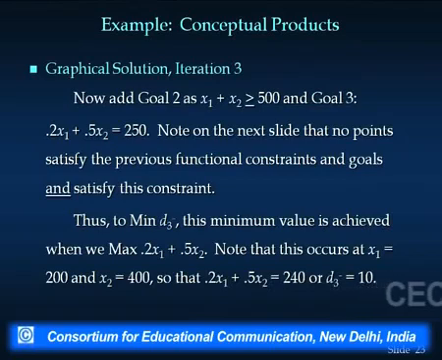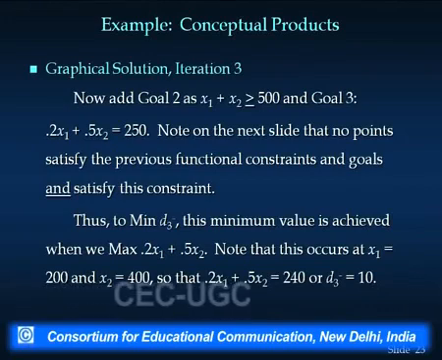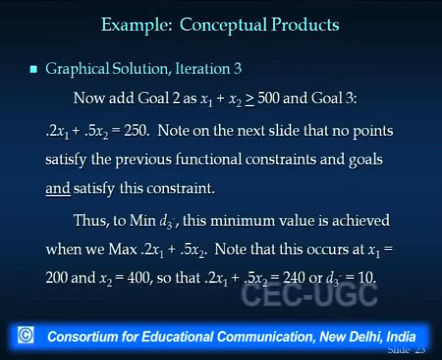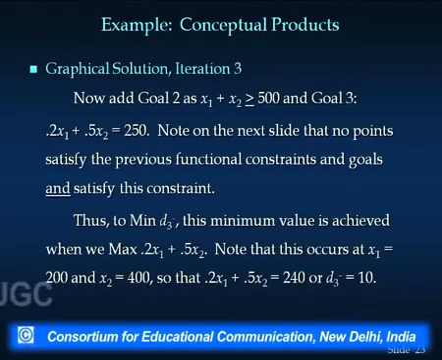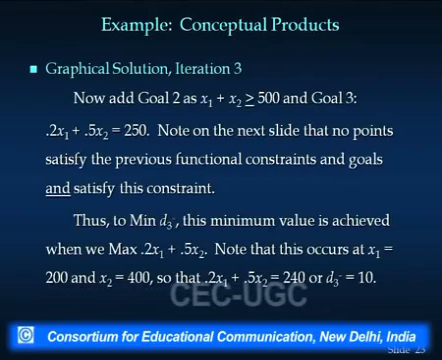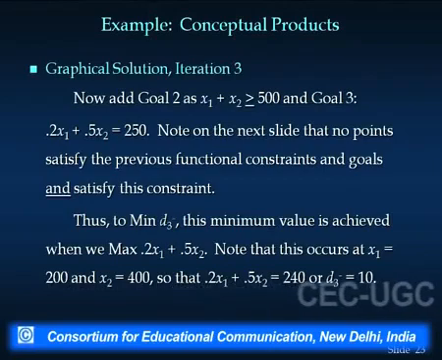Thus, to minimize D3 minus, this minimum value is achieved when we maximize 0.2 x1 plus 0.5 x2. Note that this occurs at x1 equal to 200 and x2 equal to 100, so that 0.2 x1 plus 0.5 x2 is only 2,40,000. So D3 minus is 10,000. D3 minus means deviation will be there in the third priority. We'll see on the graph.